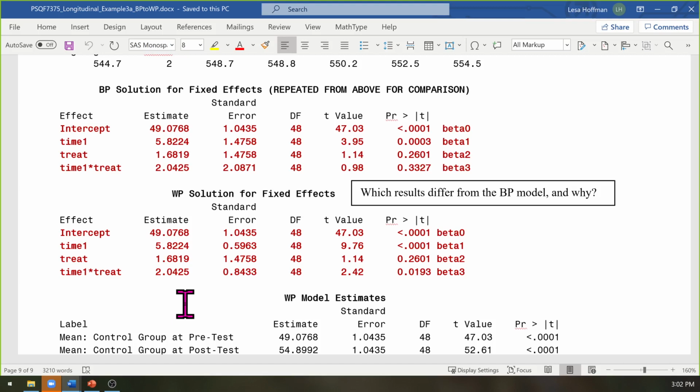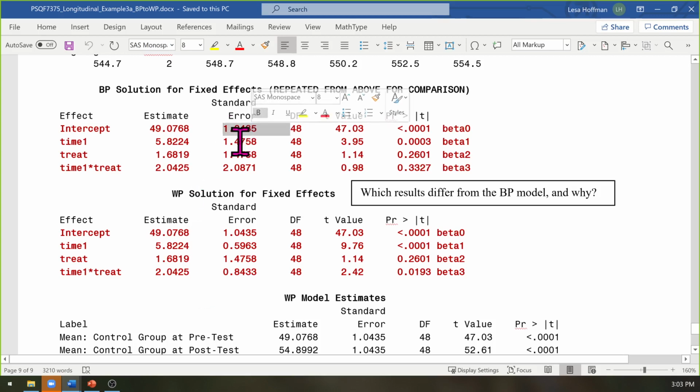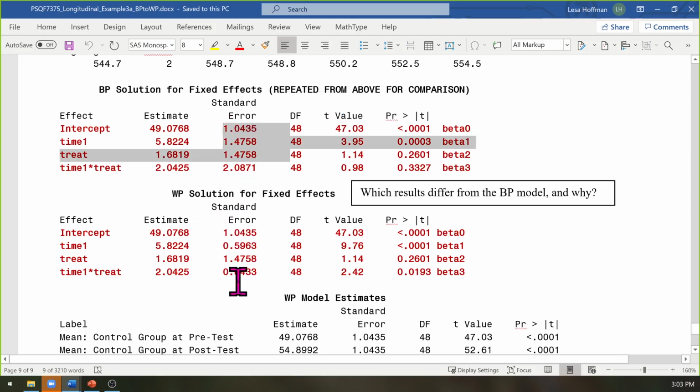It's not surprising to me because they are the same model. The model for the means is exactly the same. We have said the same 4 fixed effects predict this outcome. Only the model for the variance has changed. Exactly. And what does the model for the variance do? It gives you your standard errors.